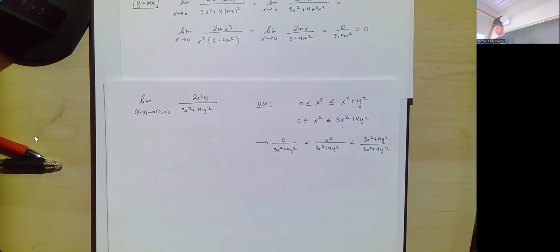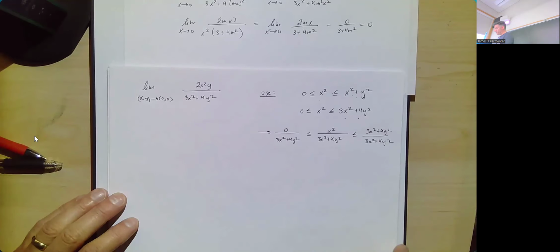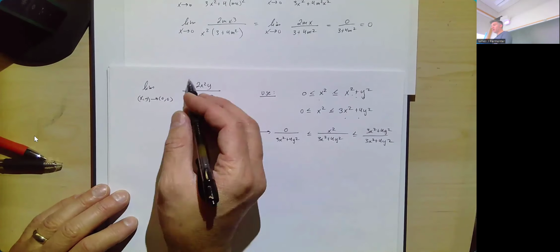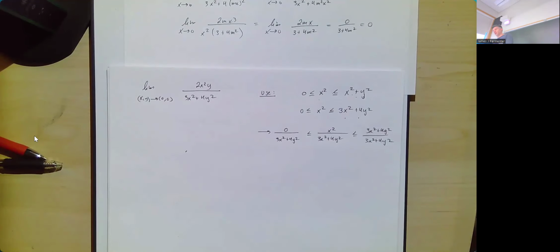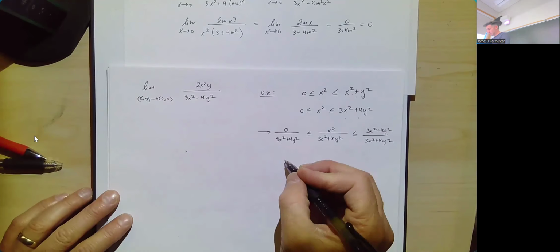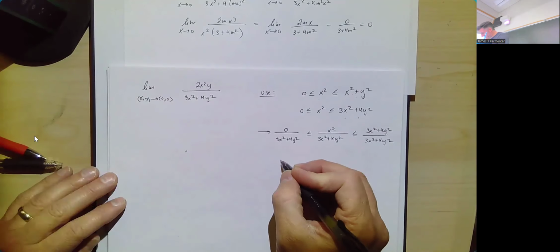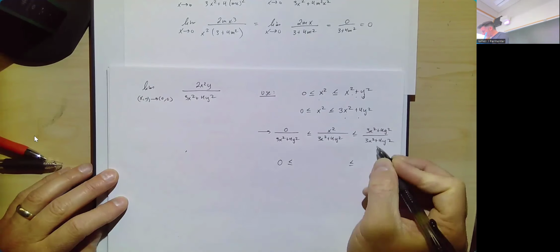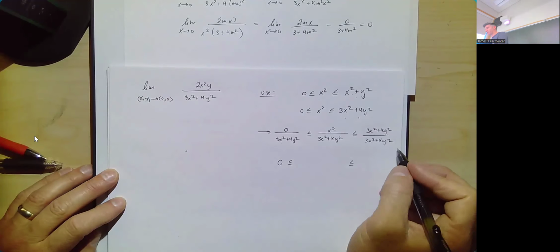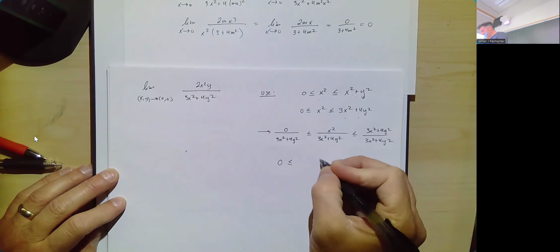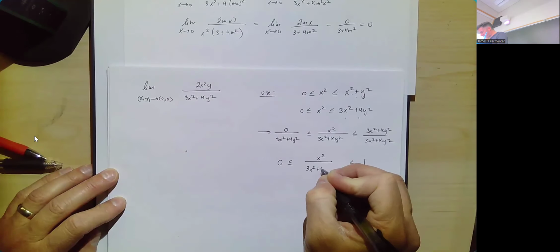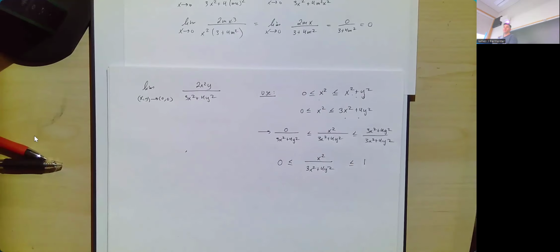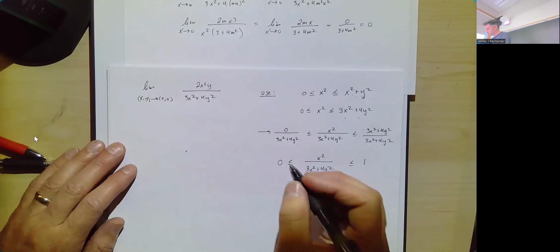Okay. So now check this out. Oh, let me do one more thing. Sorry. What's 0 divided by 3x squared plus 4y squared? Everybody. Thank you. And what's 3x squared plus 4y squared divided by 3x squared plus 4y squared? So the thing we're looking at here, x squared divided by 3x squared plus 4y squared, has to be between 0 and 1. No choice about it.